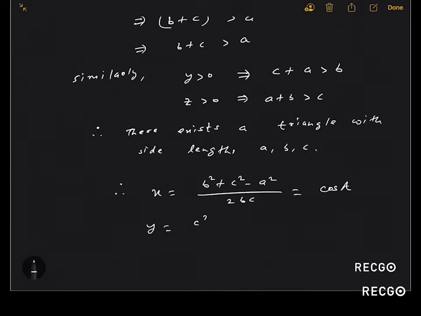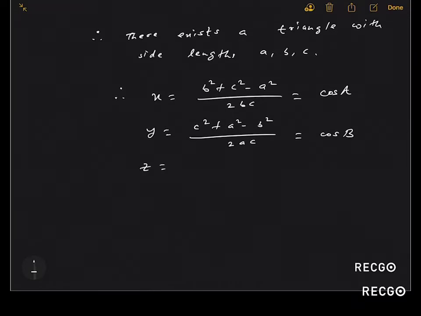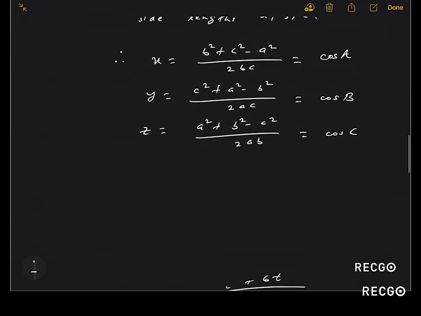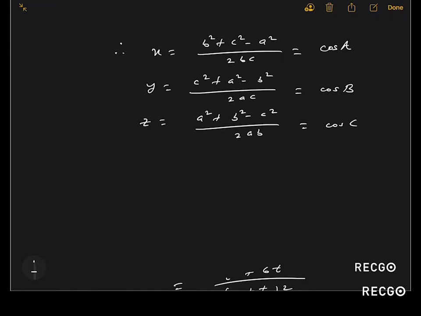Similarly, y is equal to (c² + a² − b²) divided by 2ac, which is equal to cosine of angle B, and z is equal to (a² + b² − c²) divided by 2ab, which is equal to cosine of angle C. So now my expression, okay, let me rub the board. I've already done some rough work here.